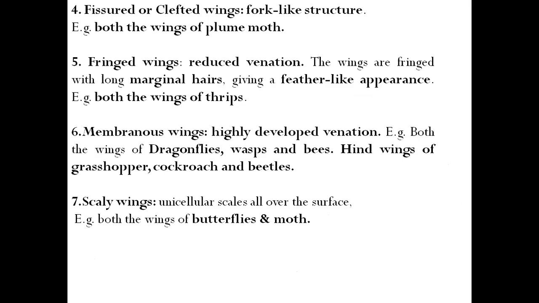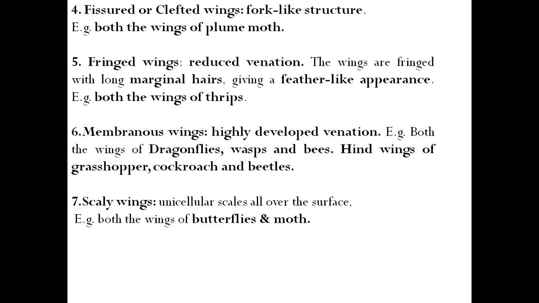Same like the fissured type of wings, or cleft wings. These wings are present in the plume moth, and they are longitudinally divided twice, forming a fork-like structure. Okay, and there are small marginal hairs present, useful for flight. Example: both wings of the plume moth. Fringe type wings have highly reduced venation. Example of these wings are the thrips. Okay, and they have a feather-like appearance.